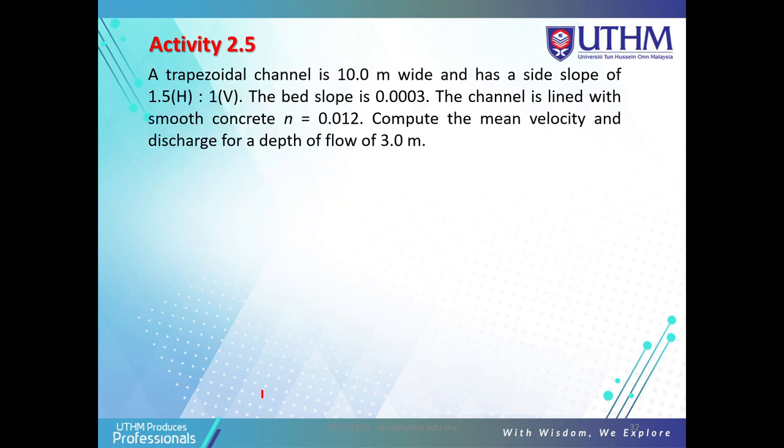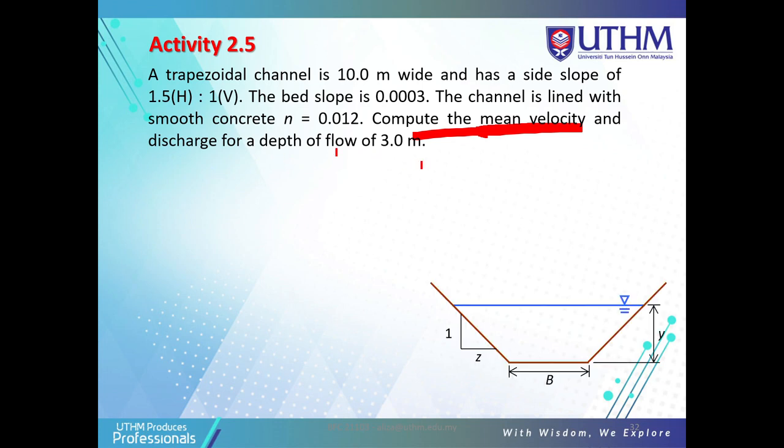Now we look at activity 2.5. The trapezoidal channel is 10 meter wide and has a side slope of 1.5 horizontal to 1 vertical. The bed slope is 0.0003. The channel is lined with smooth concrete. Determine the mean velocity and the depth of flow, using the trapezoidal channel.